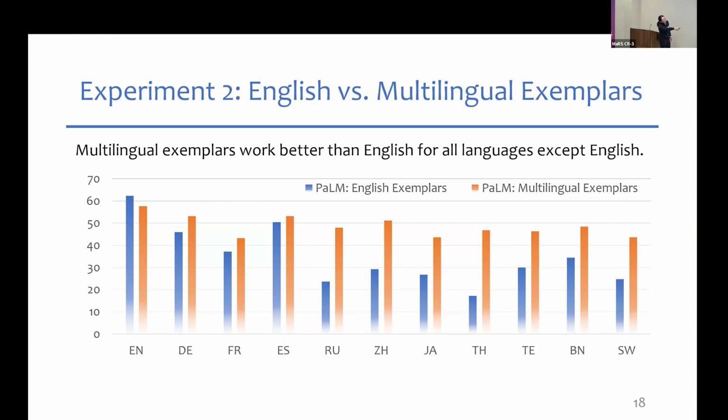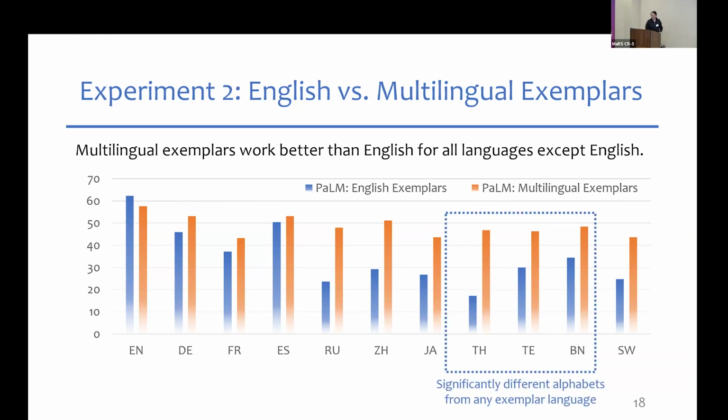But actually, the languages of Thai, Telugu, and Bengali don't really have a shared alphabet or writing system compared to the exemplar 6 languages. And also, even Japanese only has a set of shared vocabulary with Chinese. So we observed, surprisingly, the improvement of multilingual exemplars on these languages that do not overlap with the multilingual exemplars. The reason we hypothesize is that prompting with multilingual exemplars just activates some external multilingual reasoning neurons, but this is still pending rigorous assessment.